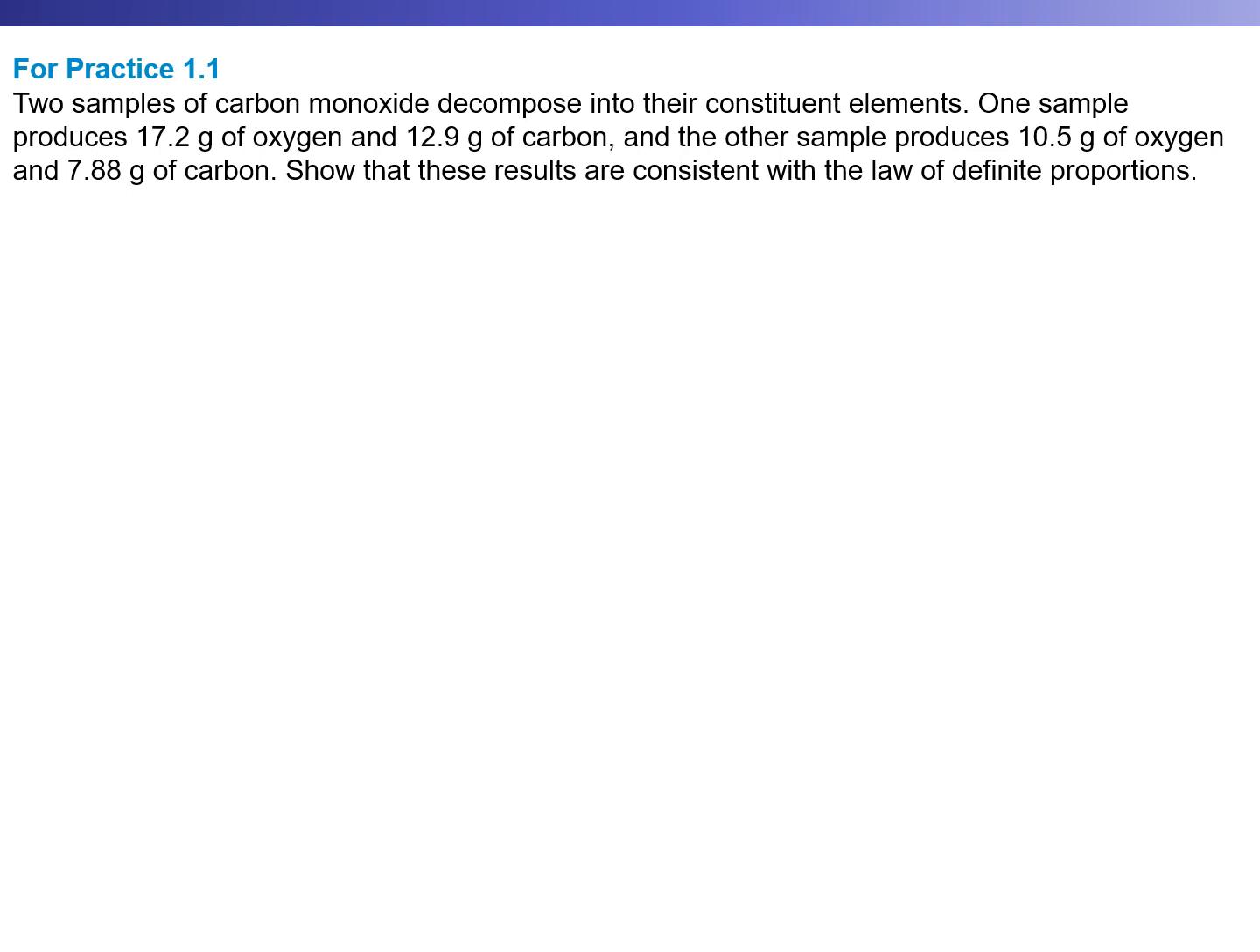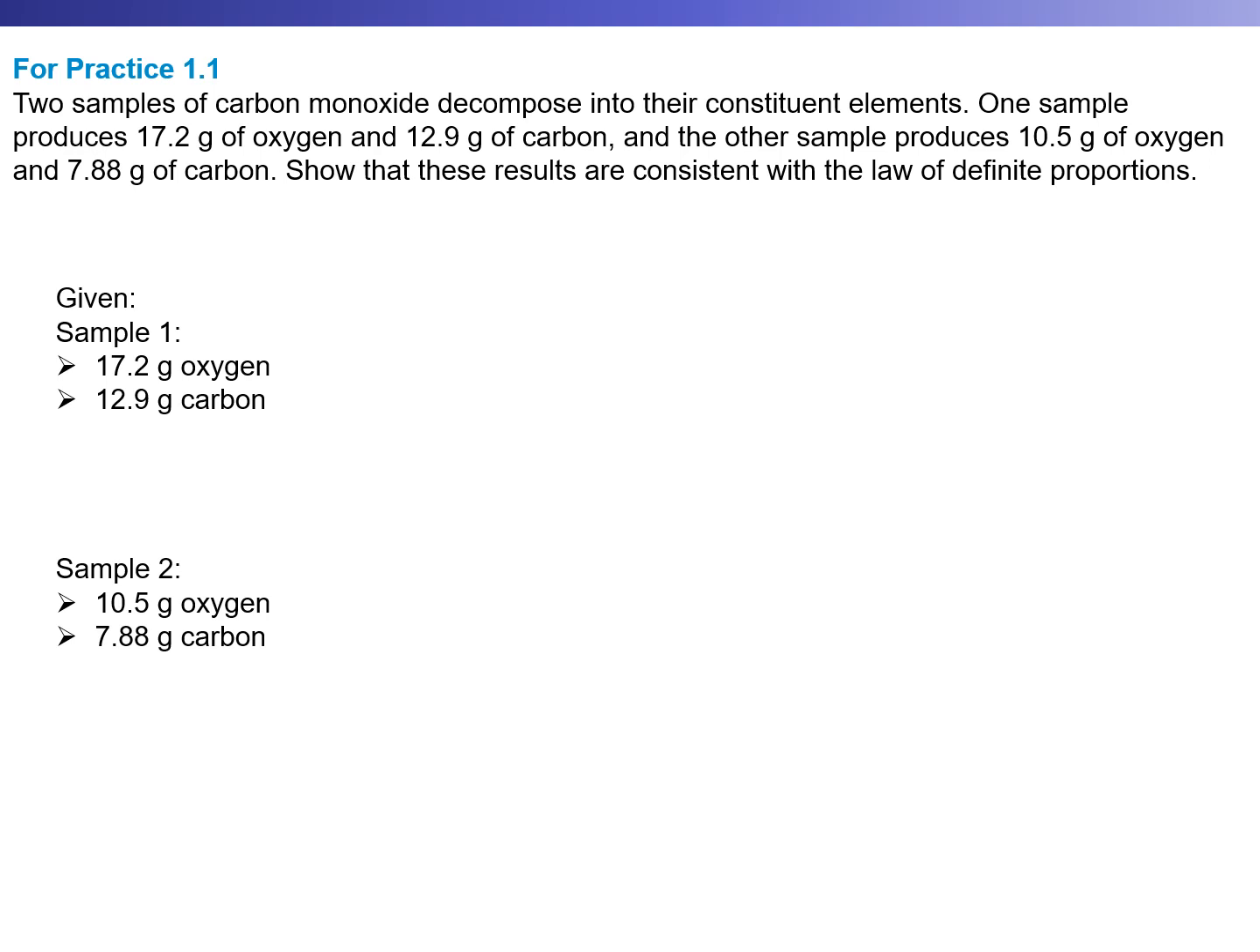I always like to start by writing out what it is that I'm given. So what I'm given is sample number 1, that breaks down into 17.2 grams of oxygen and 12.9 grams of carbon dioxide. And sample number 2 gets broken down into 10.5 grams of oxygen, 7.88 grams of carbon dioxide. We're going to figure out what the ratios are of oxygen to carbon dioxide in each one of these and figure out if they're the same. So how do we do that?